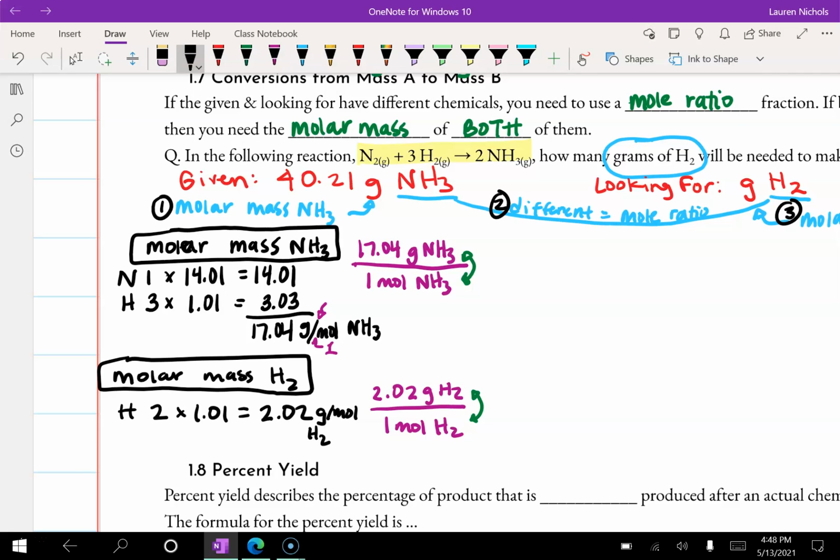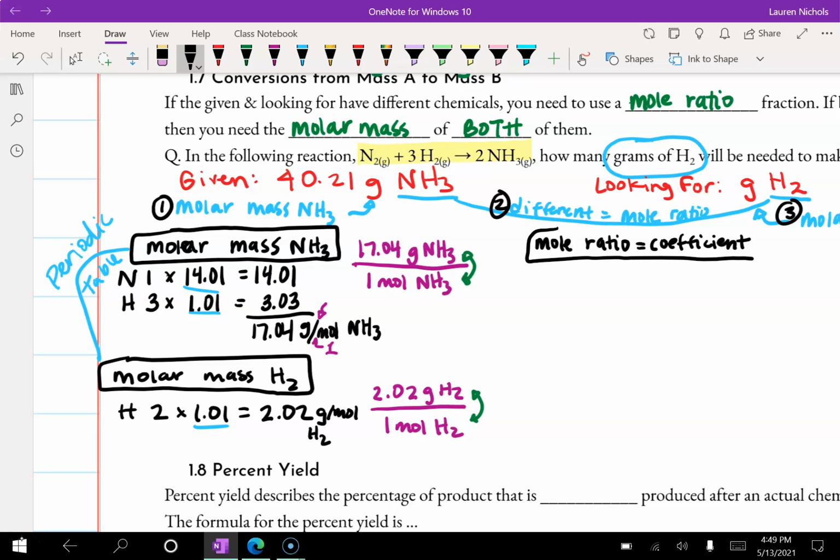And then we also need the mole ratio for this. Now, as a reminder, your molar mass, you use your periodic table, right? That's where we get these numbers from, your periodic table. But your mole ratio, you've got to use your coefficients for those. And again, we review this in video 1 of this back on the playlist.